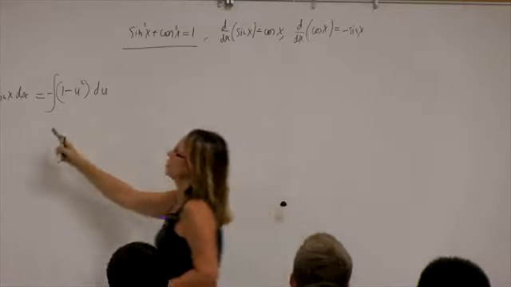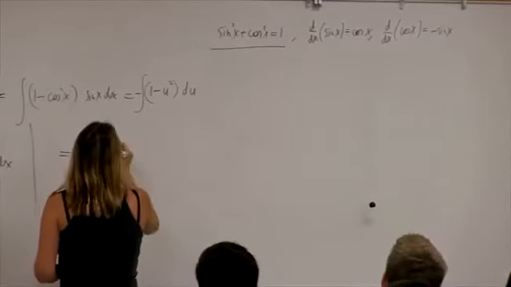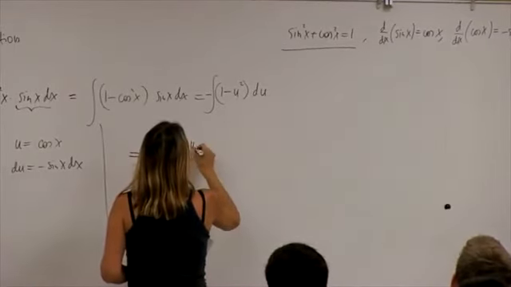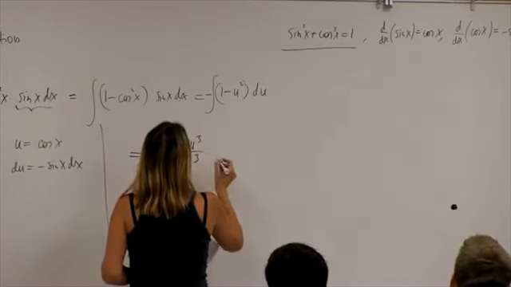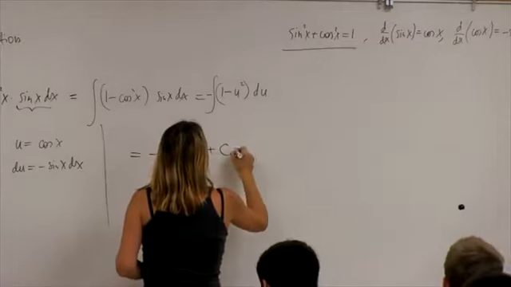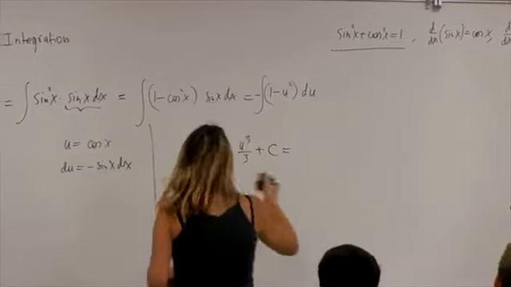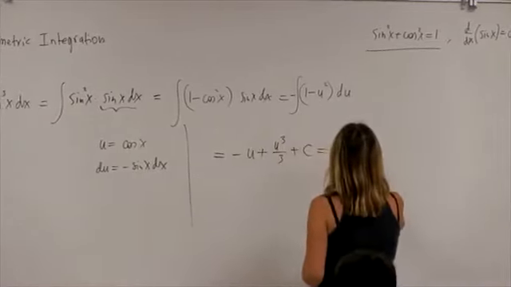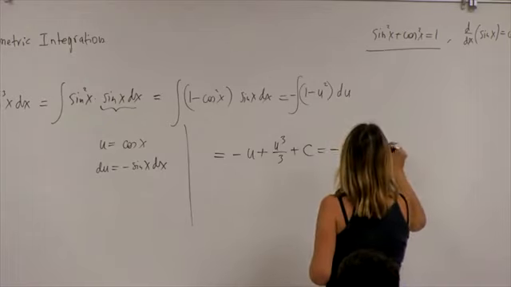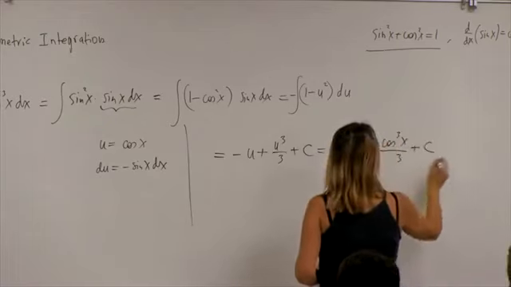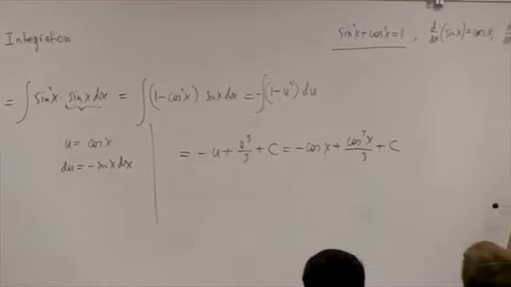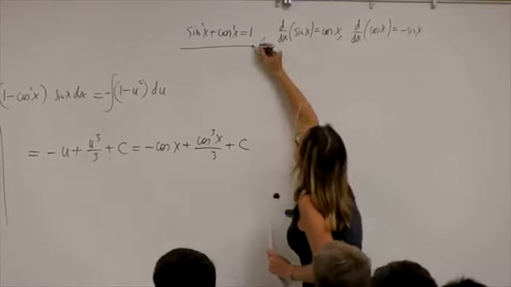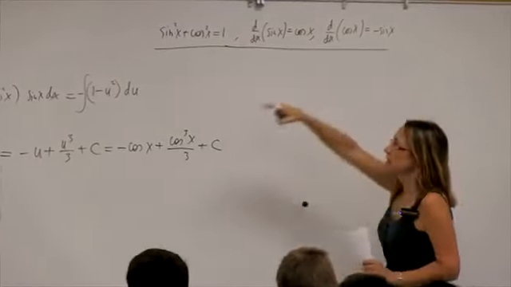So this is important because we have a minus sign because of this. So I have minus u plus u cubed over 3. I have to rewrite it back in the original variables: minus cos x plus cos cubed x over 3 plus C. So these rules allowed me to evaluate this integral.